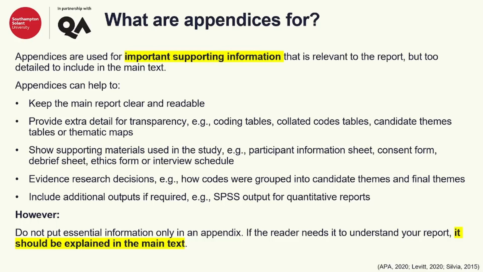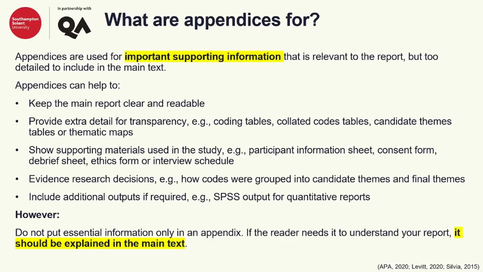Appendix can also provide evidence of how research decisions were made. For example, you may include a table showing how several initial codes were organized into candidate themes. You may also show how two similar themes were combined or how a broad theme was divided into more specific themes. In quantitative research, appendix may include additional statistical outputs such as SPSS outputs if that is required.